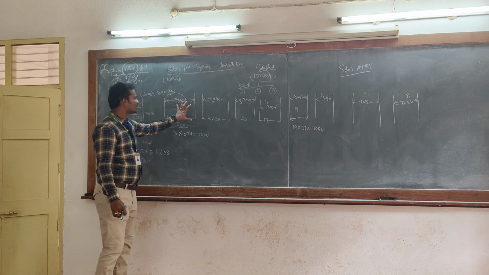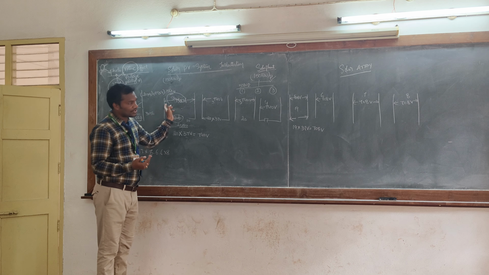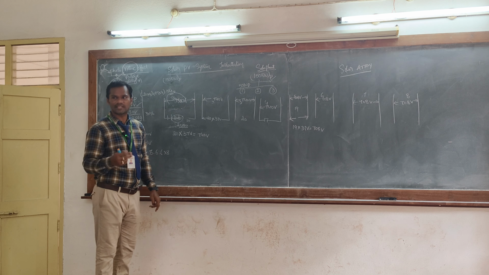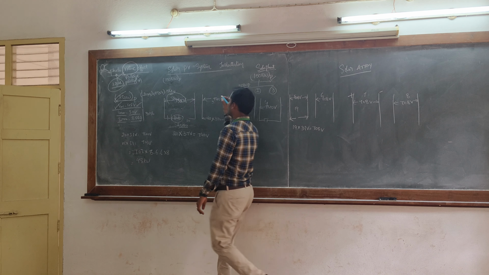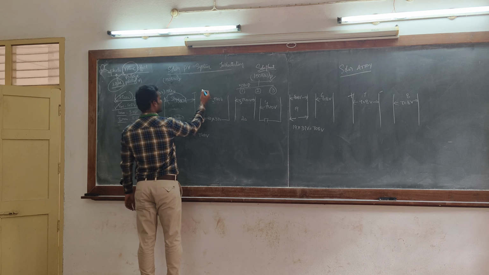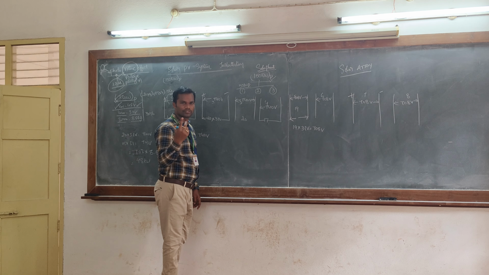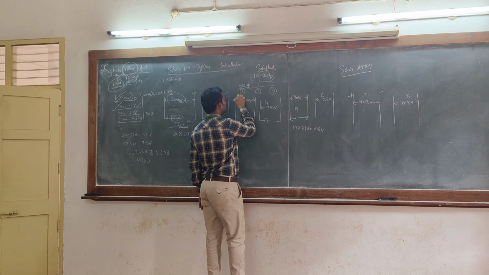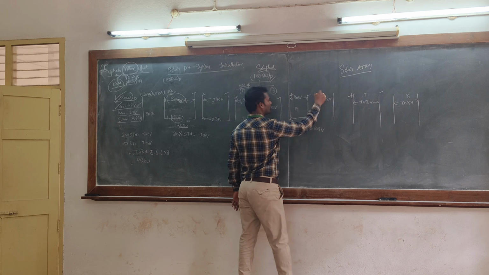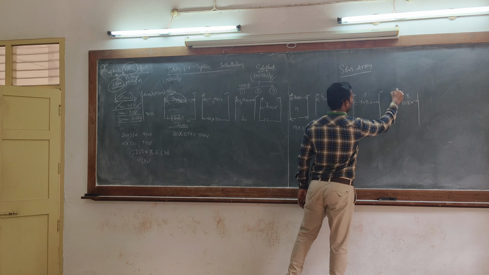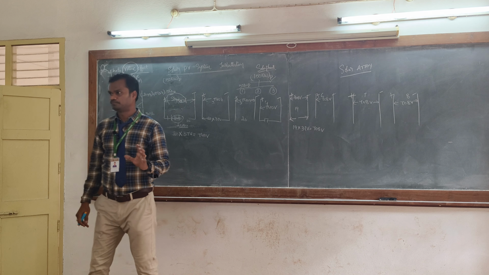For all these 8 strings, how many terminals will there be? We have one positive terminal and one negative terminal for each string. When you connect in series, the resultant is one positive and one negative. You have one positive, one negative, one positive, one negative, and so on for all the strings. All of these have been connected in series now.